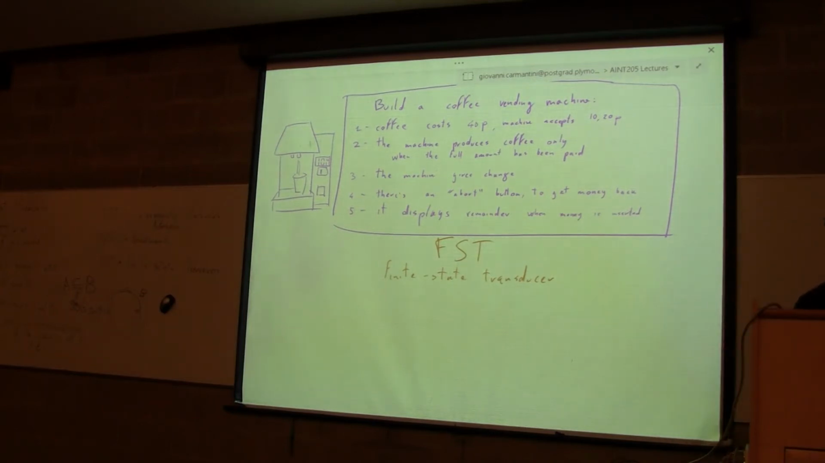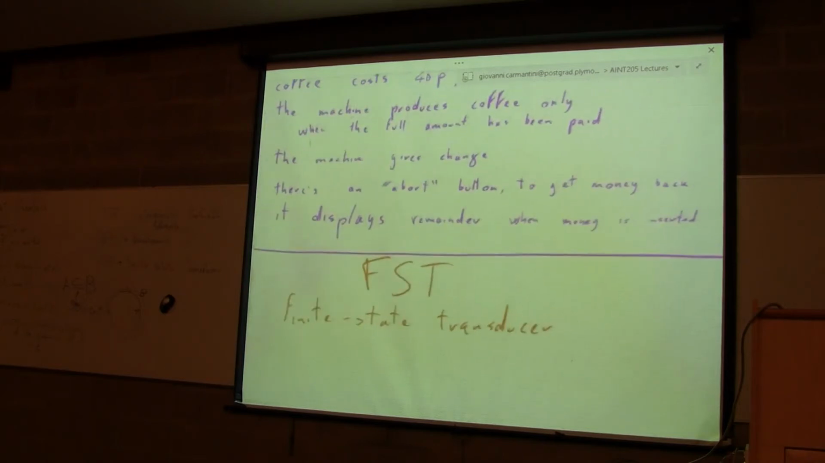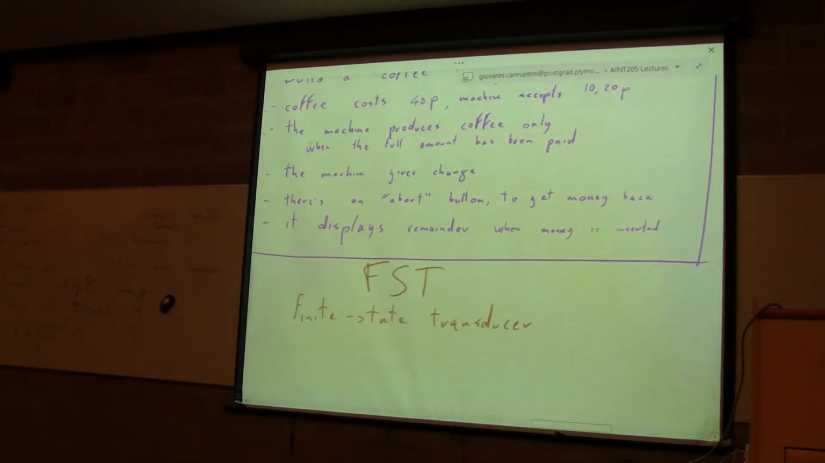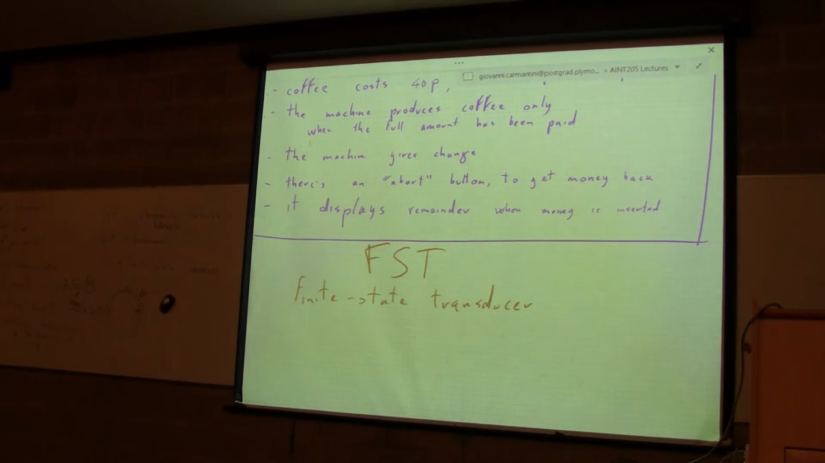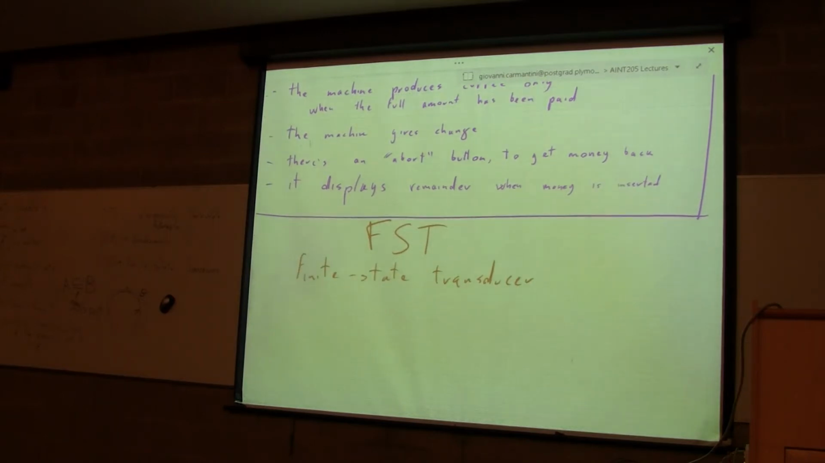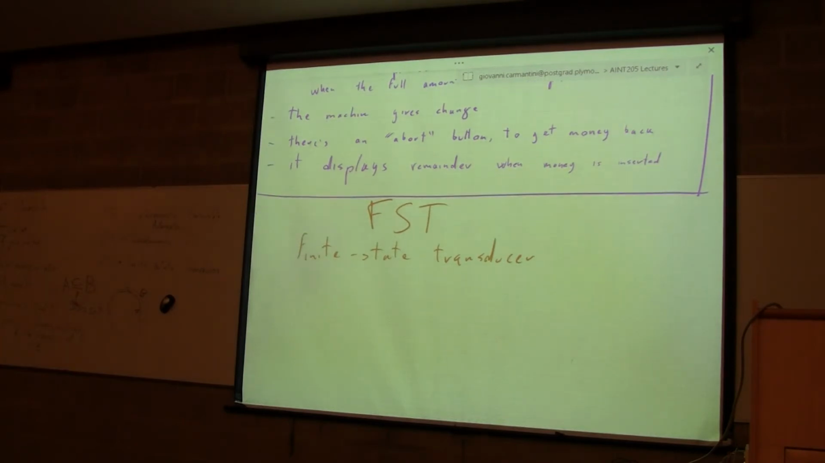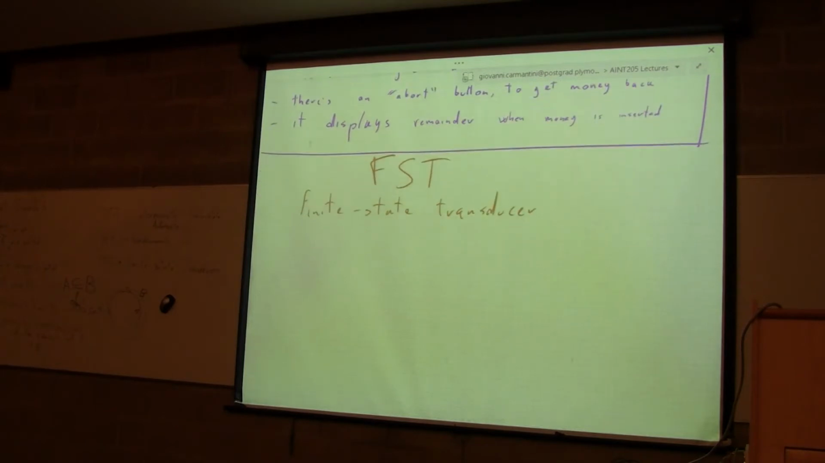Okay? So for example, we want to build a coffee vending machine in which you pay for your coffee 40p. This is my dream at my office, but it won't happen. And it accepts only 10 and 20p. The machine produces coffee only when the full amount has been paid, and that's normal. If you don't do that, your client would be really upset. The machine gives change. There's an abort button, meaning that, for example, if you have only 30p and you realize at the last moment, you press the button and the change goes back to you. It displays a reminder when money is inside. So let's see how to do it.